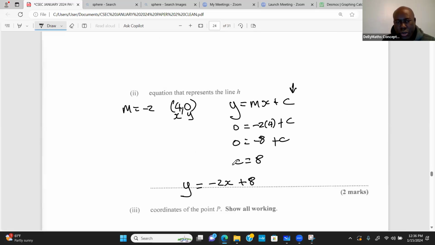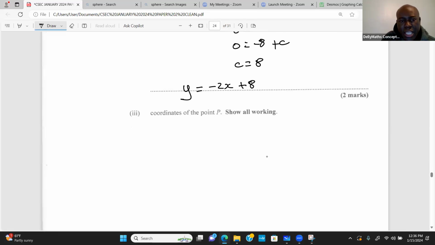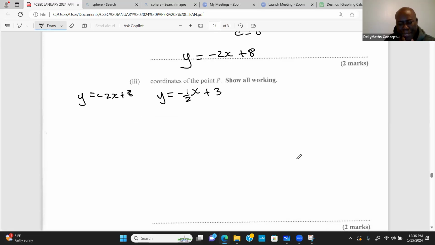So let's go for that. Let's write the two equations, which must be equal. One of them is y is equal to -2x plus 8, and the other one is y is equal to -1/2 x plus 3. So where these are equal, that's where they meet. So -2x plus 8 is equal to -1/2 x plus 3, and this is where they actually meet.